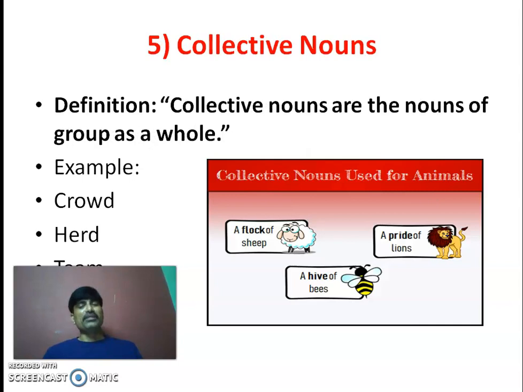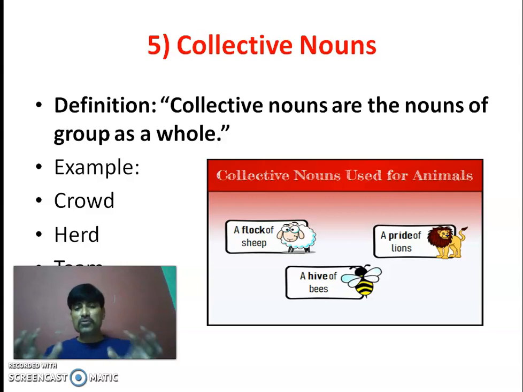The next one is collective noun. You need to be very specific in collective nouns, because in one word substitution these collective nouns are asked, and in some competitive examinations also these collective nouns are asked. So what exactly does collective noun mean?